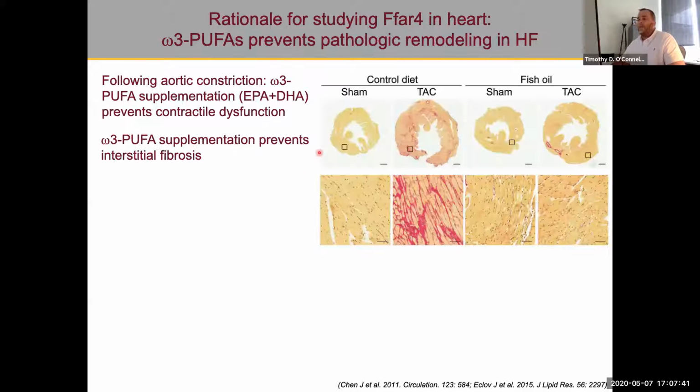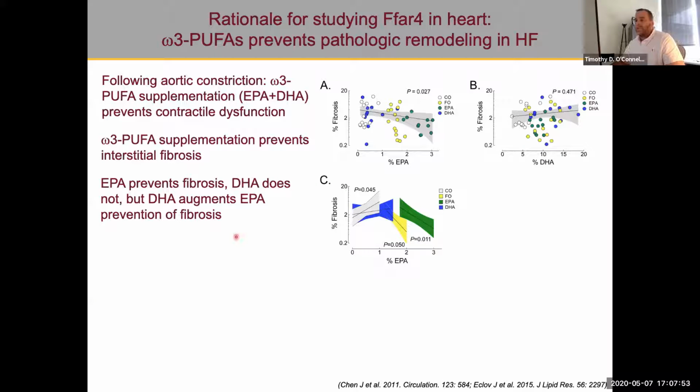Furthermore, we've seen that omega-3 supplementation prevents interstitial fibrosis. So here's a traditional interstitial fibrosis response following TAC that's prevented by omega-3 dietary supplementation. And when we began to look at which specific omega-3s may mediate this effect, we found that EPA alone was sufficient to prevent this fibrotic response.